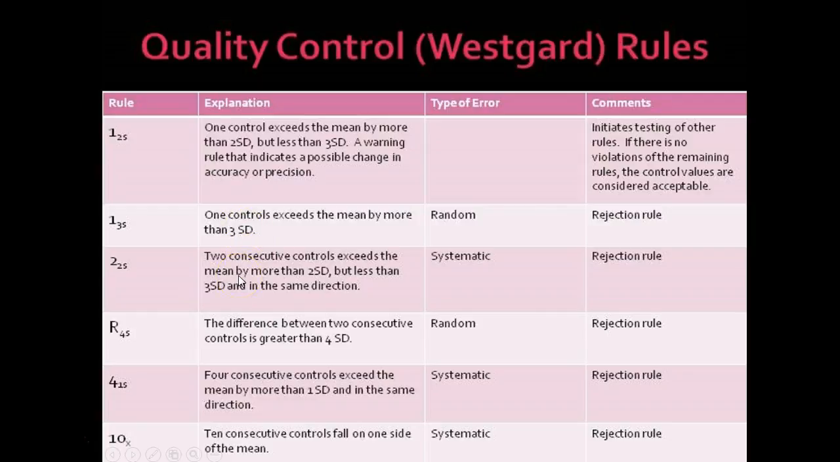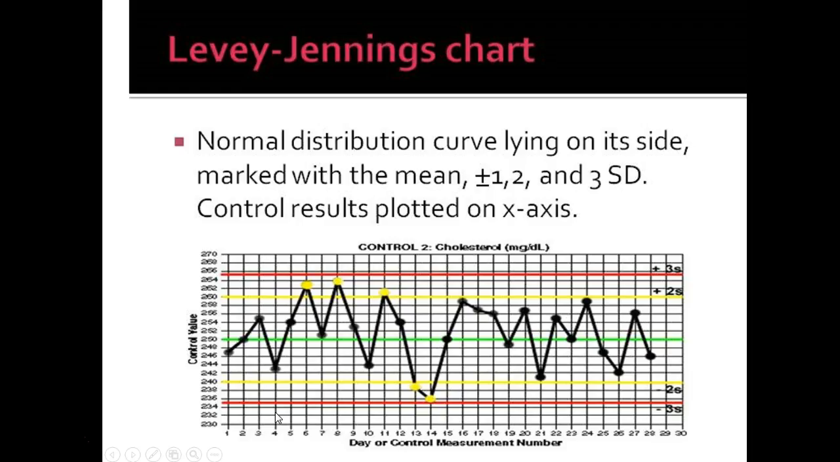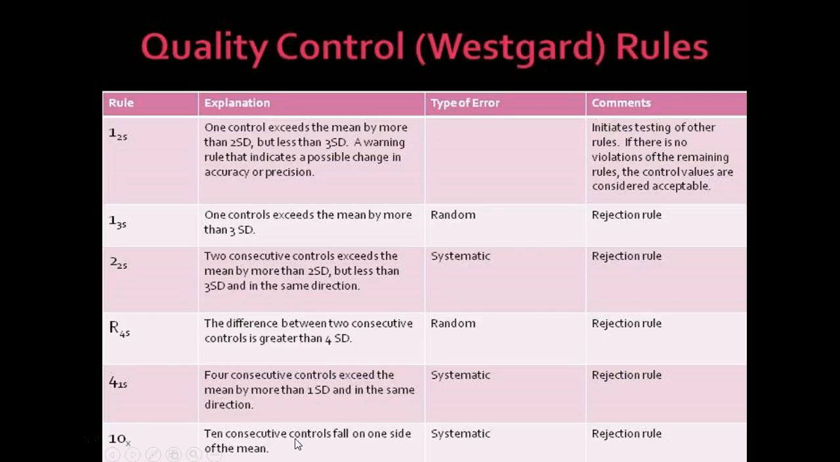2-2S was the second one that I showed you that had 2 of them between 2 and 3 standard deviations. We can have an R4S, which is where the difference between 2 controls is greater than 4 standard deviations. We have a 4-1S, okay, that's where 4 consecutive controls exceed the mean by 1 standard deviation. So that would be, you would have 4 of them up here or 4 of them down here. Okay, you can't have that. And finally, 10X. If you have 10 controls on one side of the mean, that's a rejection as well.